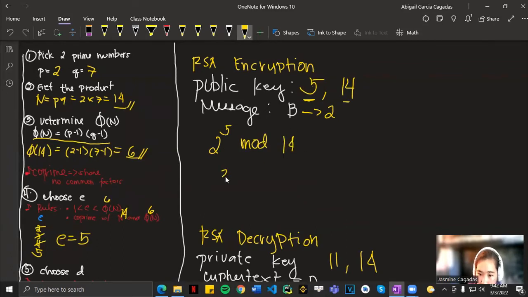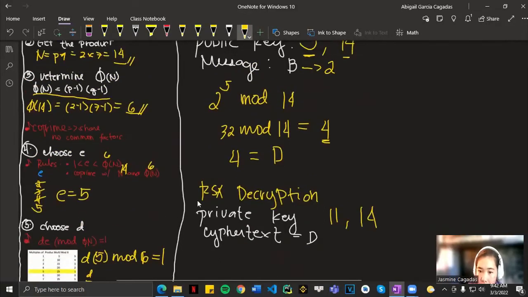So 2 raised to 5 is 32. Mod 14, that would be equal to 4, because 32 divided by 14 is 2, remainder 4. So 4 in our alphabet is letter D. So now our ciphertext is D. The ciphertext will be the text that will be received by the receiver, the encrypted text, okay?